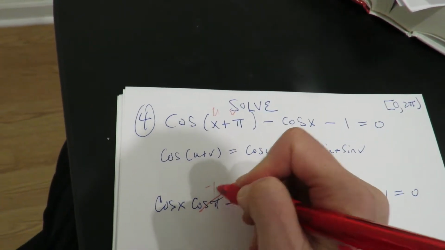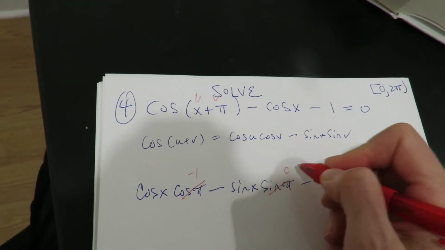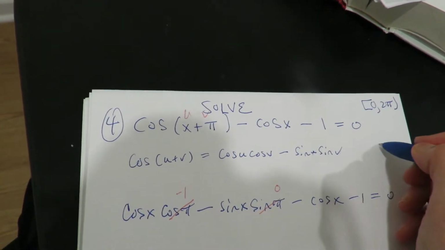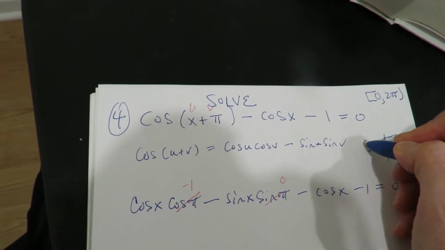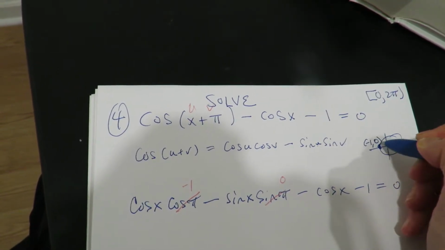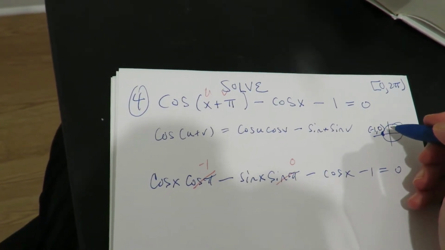Cosine of pi is -1. Sine of pi is 0. So we're on the unit circle there. You're over here. It's -1, 0. Cosine's -1, sine is 0.